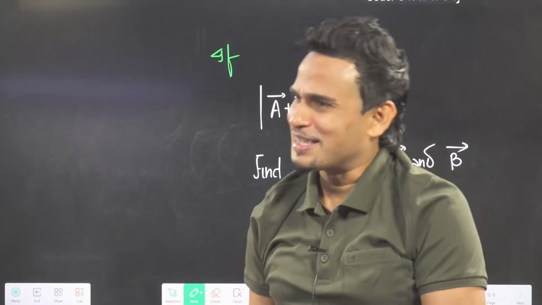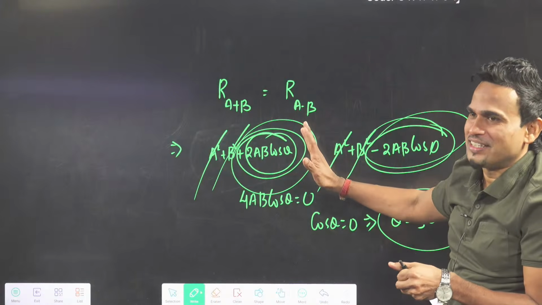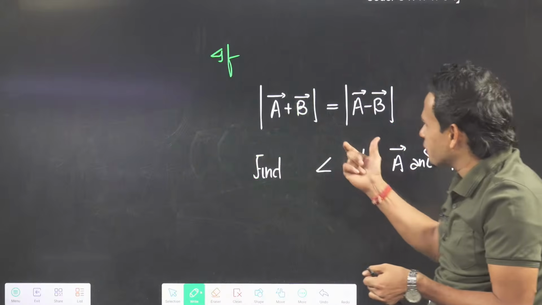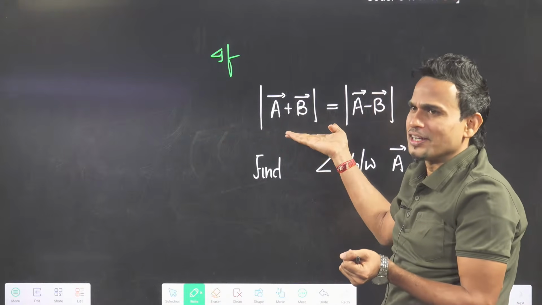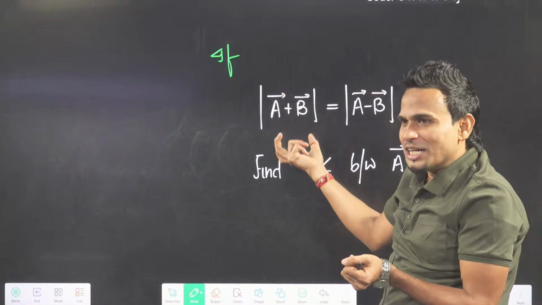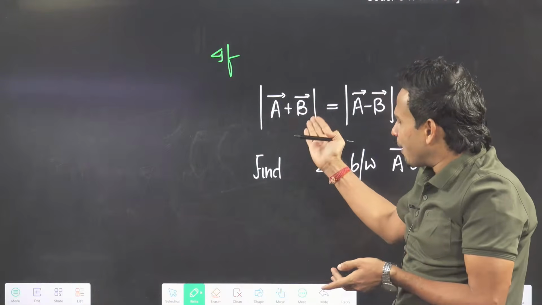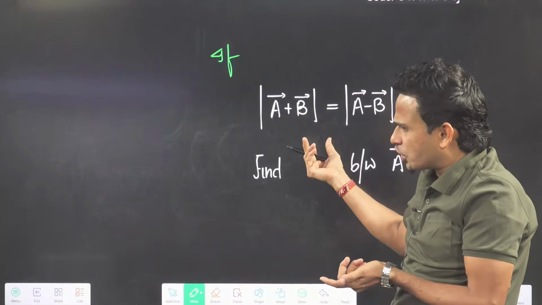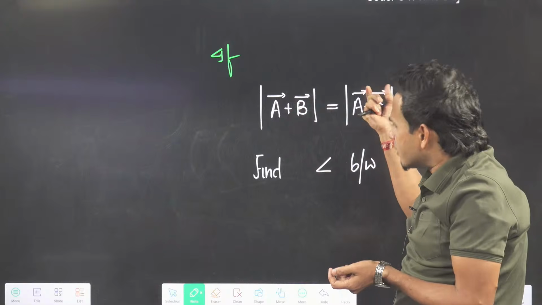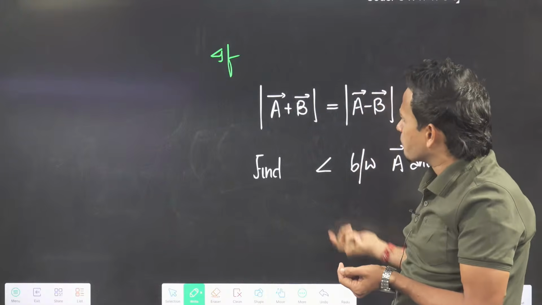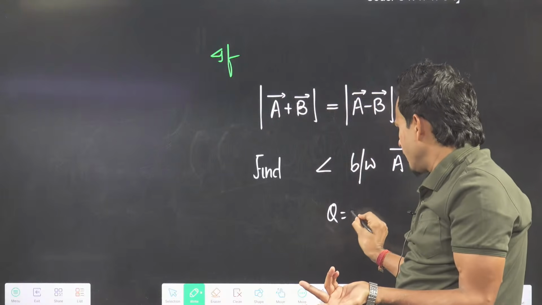This is the same as this question only. This question was given in the form of language, and this question is given in the form of symbol. A bar plus B bar means resultant of addition, magnitude. Same question as above. No need to solve. A bar minus B bar means resultant of subtraction. Magnitude of resultant of addition and resultant of subtraction are the same. Just now we did. Theta will be 90.